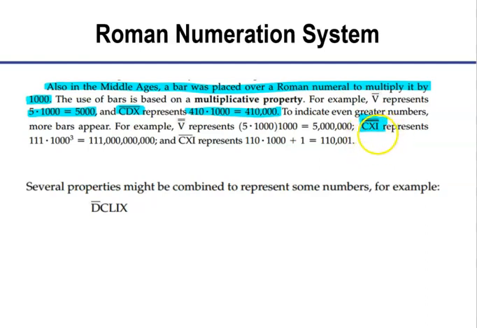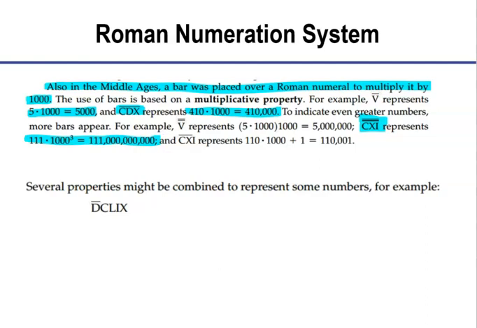That's 111. And then it looks like 2 bars to me. So that's 100, or 3 bars. I'm struggling to see 3 bars, but they're telling me it's 3 bars. So 111 times 1,000 to the third would be a very large number. Now, several properties might be combined to represent some numbers, for example.